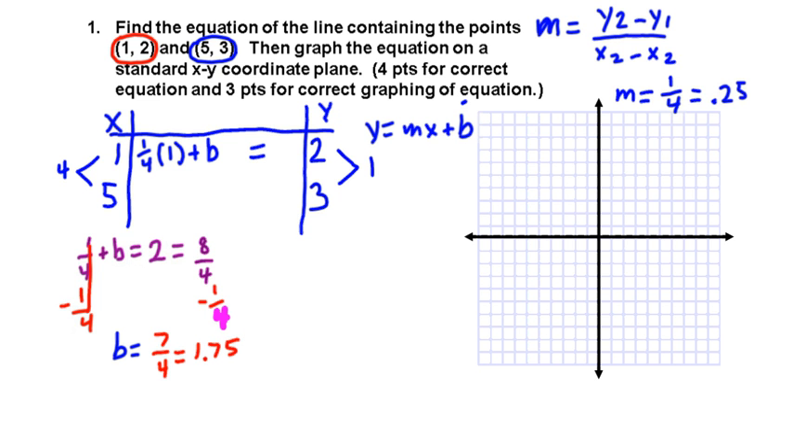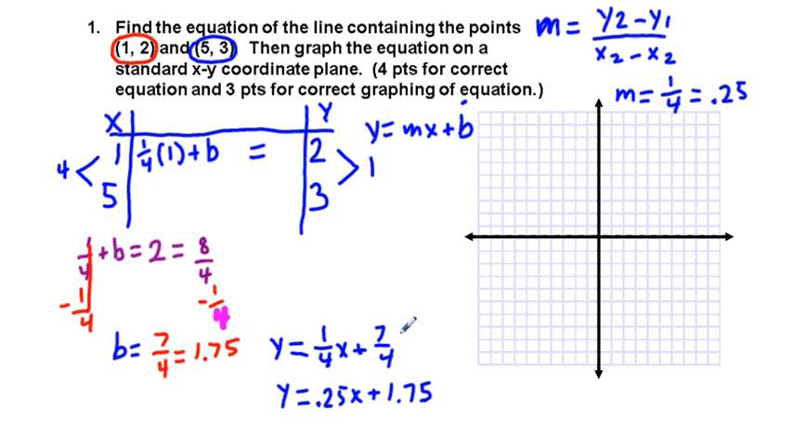So a correct equation for the line is y equals 1/4 x plus 7/4. Or decimalized, y equals 0.25x plus 1.75. And then finally, we get 3 points for correct graphing of the equation.